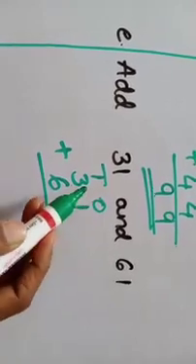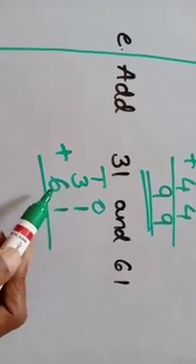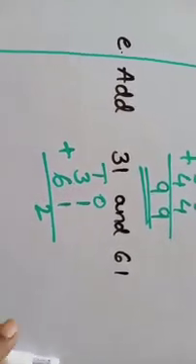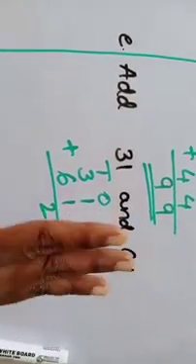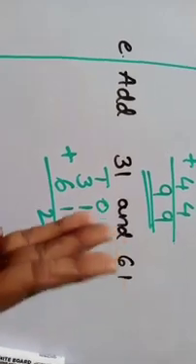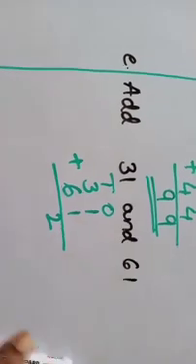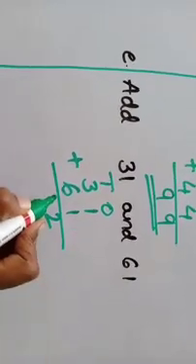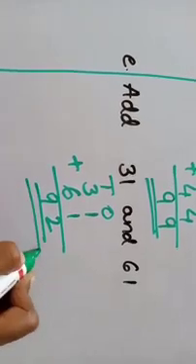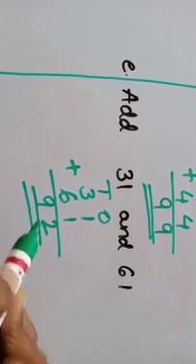Here 3 plus 6. So which is the big number, children, here? 6 is the big number. 6 should be in the mind and 3 in the hand. Okay. 6 after 7, 8, 9. What answer did we get, children? 3 plus 6 is equal to 9. 92. 31 and 61 is equal to 92.